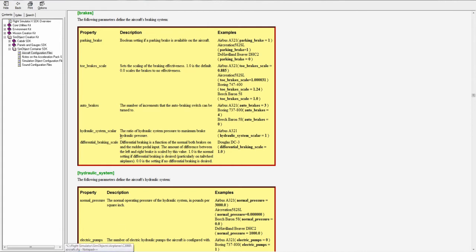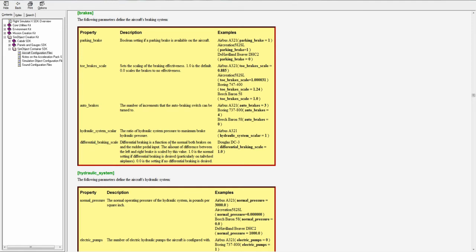will assume is max. Now also note there are two other things that we can have here that are not mentioned on this particular CFG file, and that is the hydraulic system scalar, which is a simple scalar, 1.0 is normal, and that's the ratio of hydraulic system pressure to maximum brake hydraulic pressure. Don't ask me what the heck that means. The other one is differential braking scale.